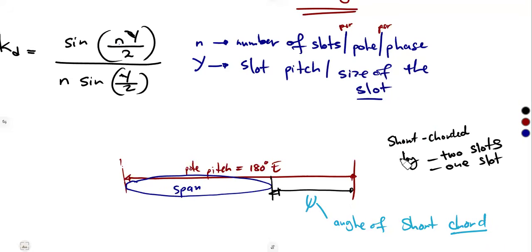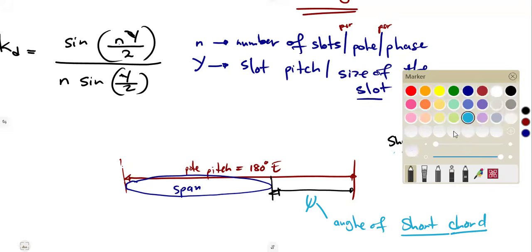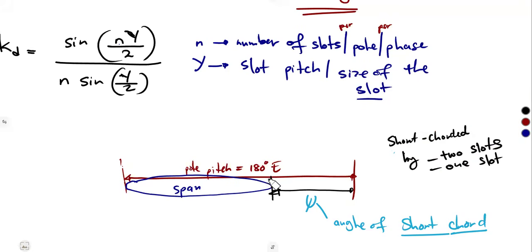So this is the idea. Here at the end where we have the angle of short chord. Remember, this is the angle of short chord which is remaining. But they're saying it is what? Short-chorded by 2 slots. Meaning to say it will be subdivided. This angle of short chord will be divided into 2.